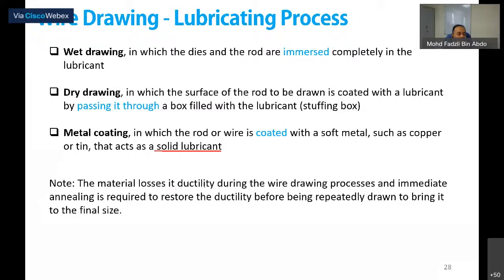Note the material loses ductility during the wire drawing process and immediate annealing is required to restore the ductility before being repeatedly drawn to bring the final size.